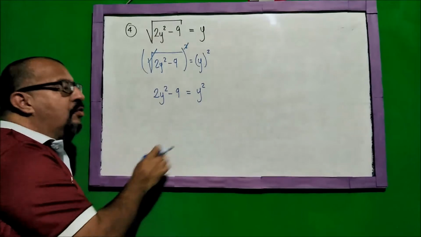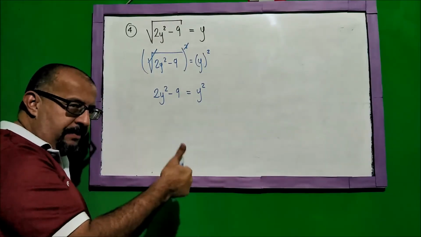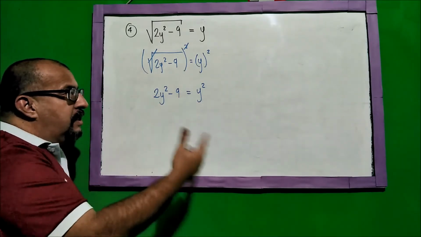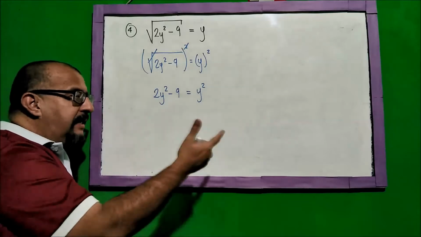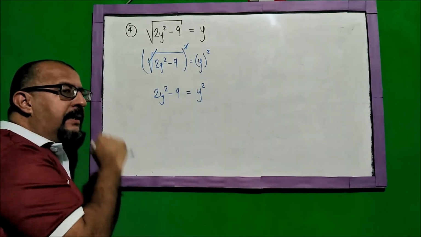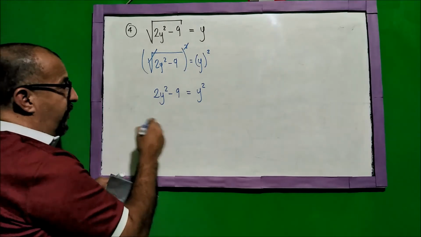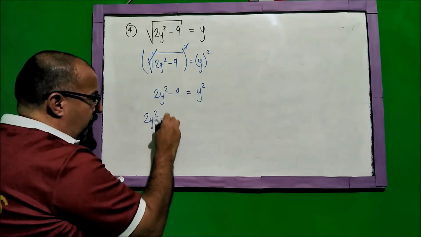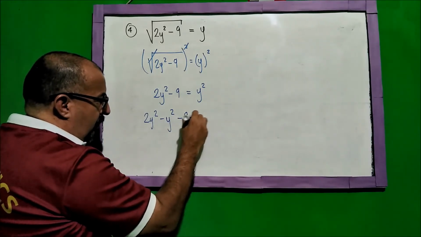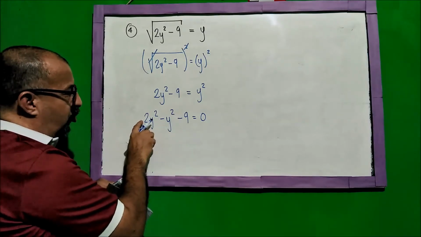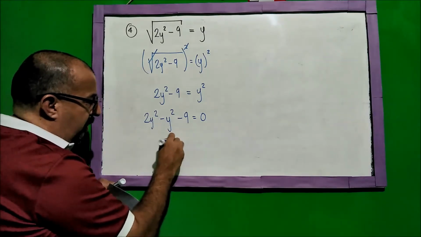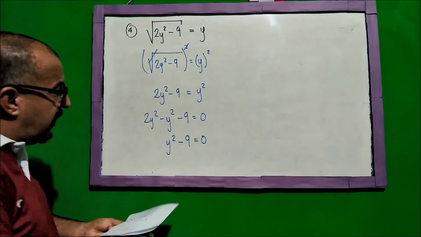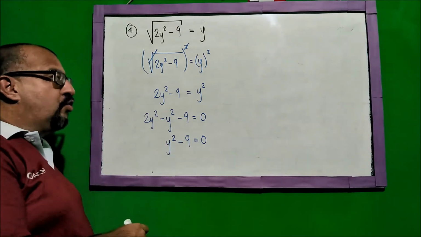When we have a quadratic equation, what we usually do is solve it by factoring, quadratic formula, or by any other process, another process that is called completing the square. In this case, let's see if we can solve it by factoring. So we bring down 2y squared minus y squared minus 9 equal to 0. And in here, 2 minus 1 will be equal to positive 1. y squared minus 9 equal to 0. So, as you can see, we ended up with a difference of two squares.